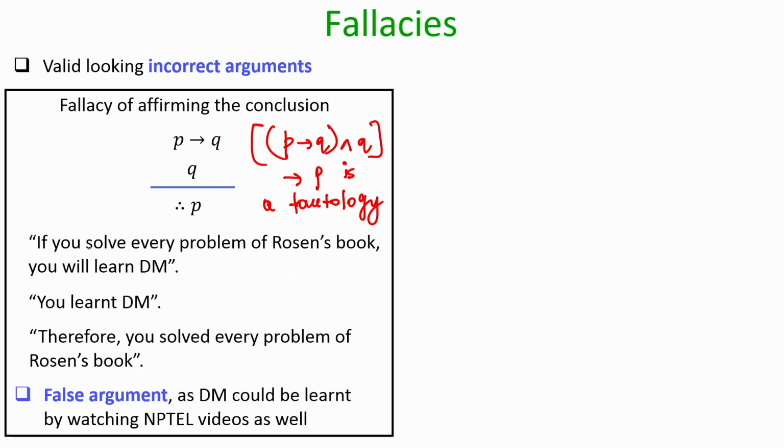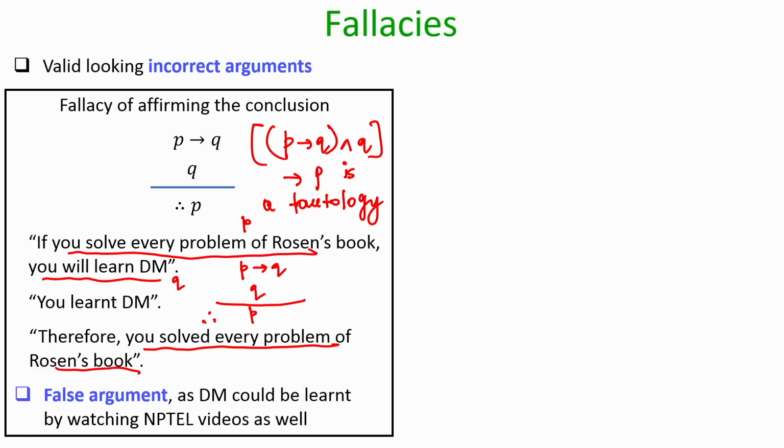So, in this argument form, let P represent the statement that you solve every problem of Rosen's book, and Q represent the statement that you will learn discrete maths. So, that is why this is P implies Q. Another premise that is given is that you learn discrete maths, that means Q is given to be true. Therefore, the conclusion I am trying to draw is that you solved every problem of Rosen's book, which is P. And I am arguing that this is an invalid argument, because it might be possible that you have learned discrete maths even without touching any problem of Rosen's book. So, this is called the fallacy of affirming the conclusion.